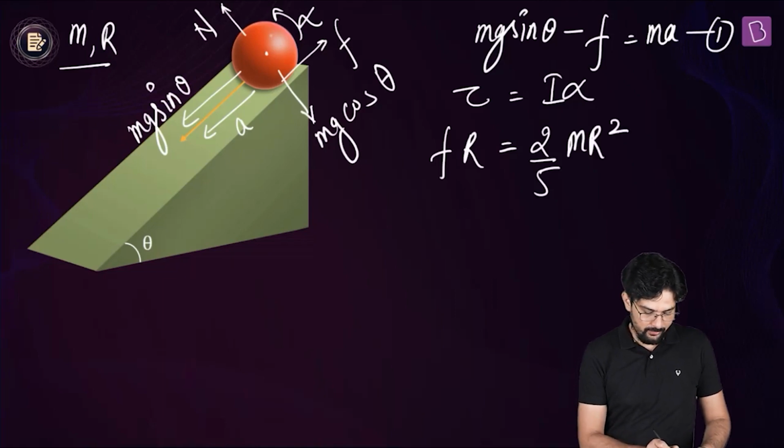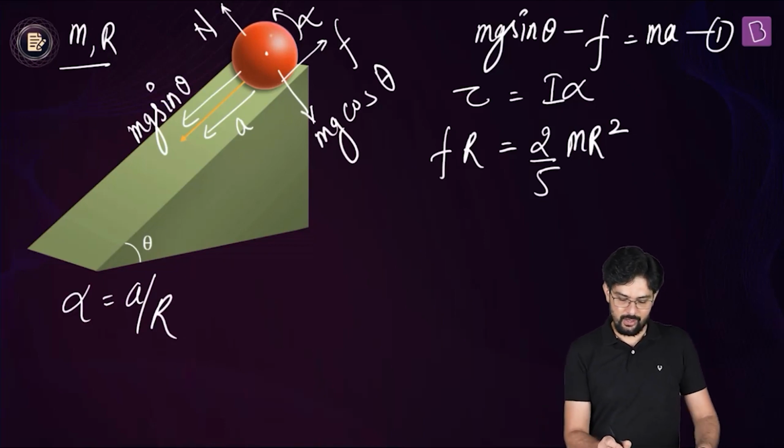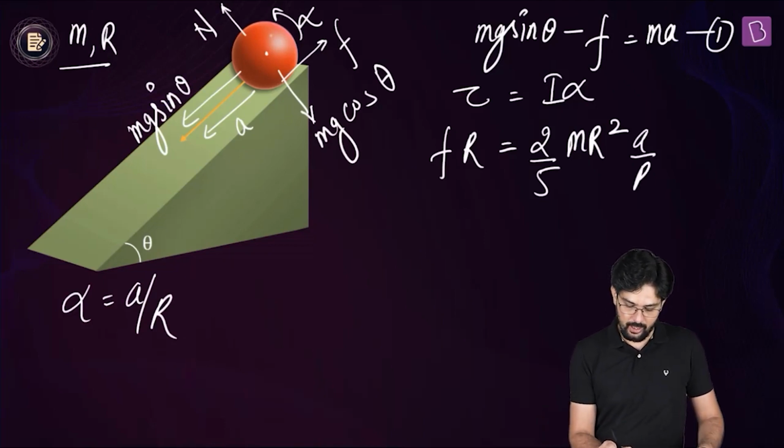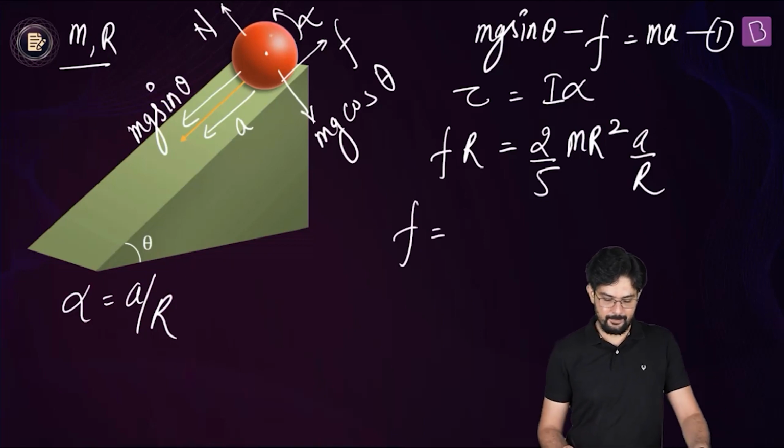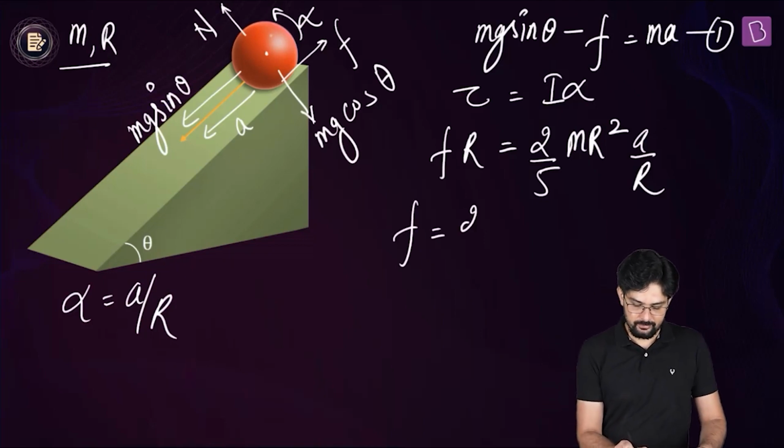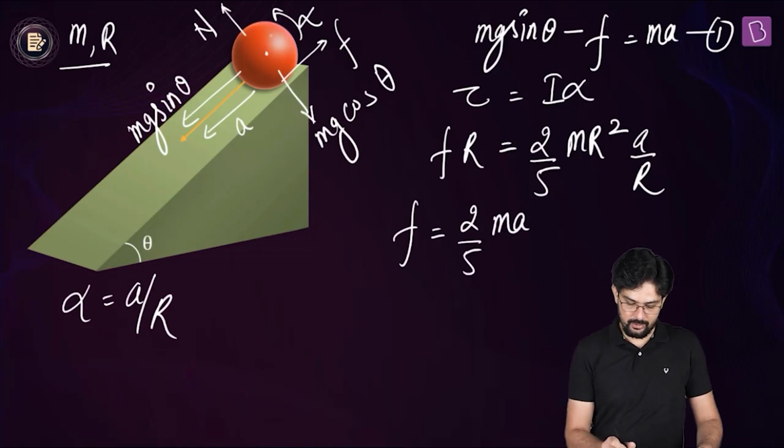And for the pure rolling, we can write alpha is equal to a by R. So alpha is a by R. From here, you get the value of the static friction force as 2 by 5 ma. Right?